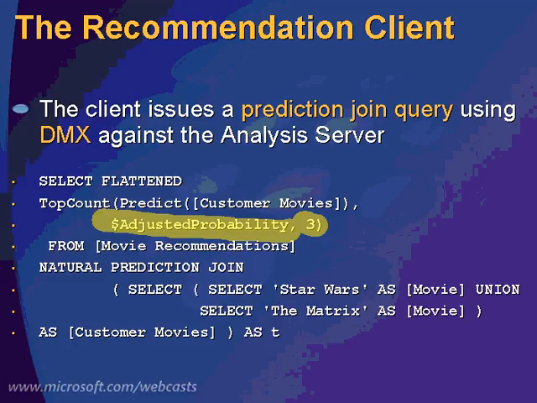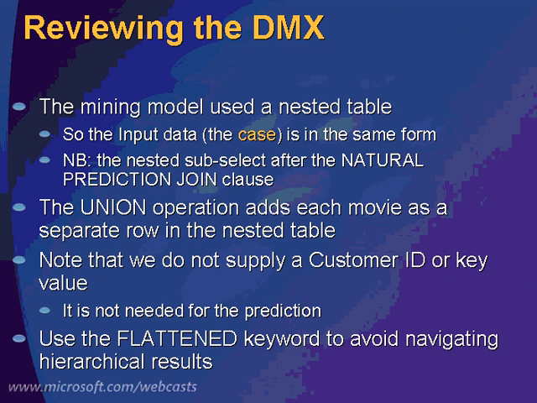The natural prediction join that we're talking about here, we don't need to worry about too much, but that simply means that the columns that we're passing in are just going to be matched by name to the columns in the data mining model. So just to summarize then what we saw in the DMX, the mining model uses a nested table, so we're nesting the cases in the DMX statement, this data mining query that we're sending. The nested subselect is that subselect after the natural prediction join. We use the union operator to add each movie as a separate row, and then we don't supply a customer key because it's not needed for the prediction.